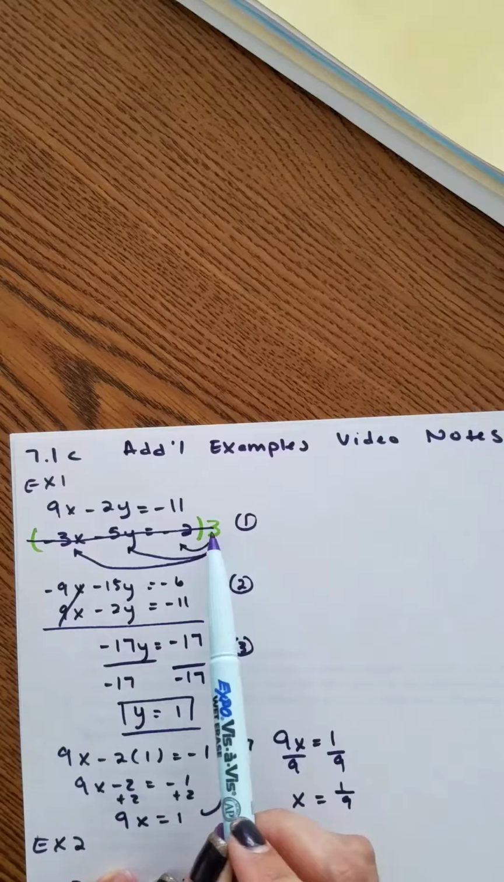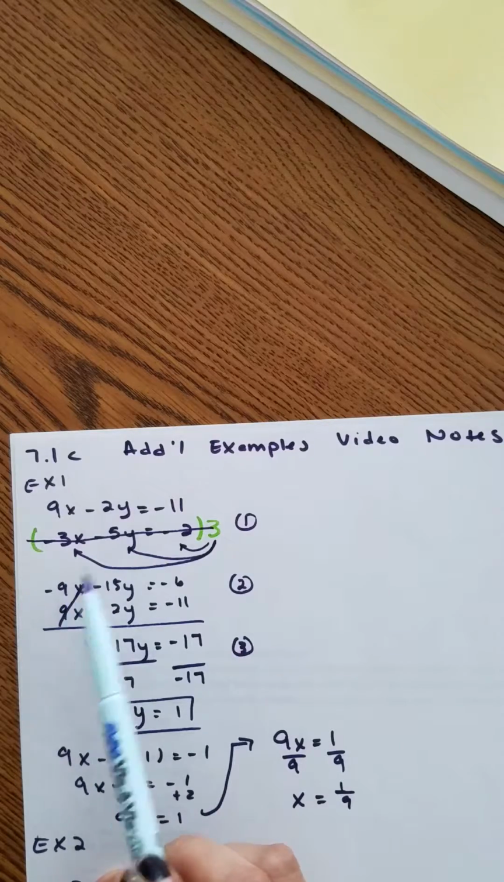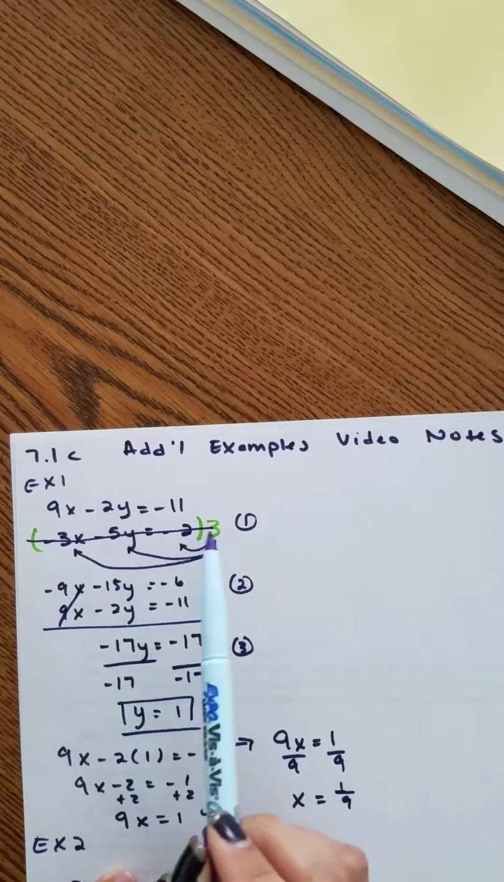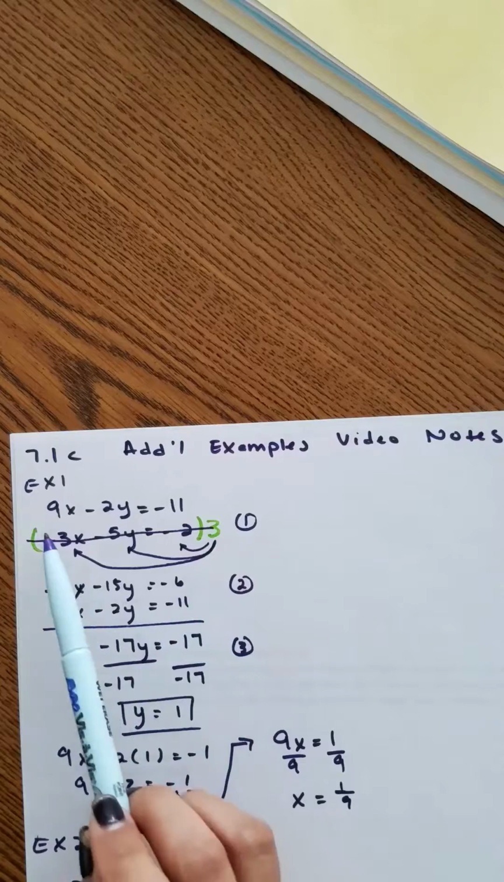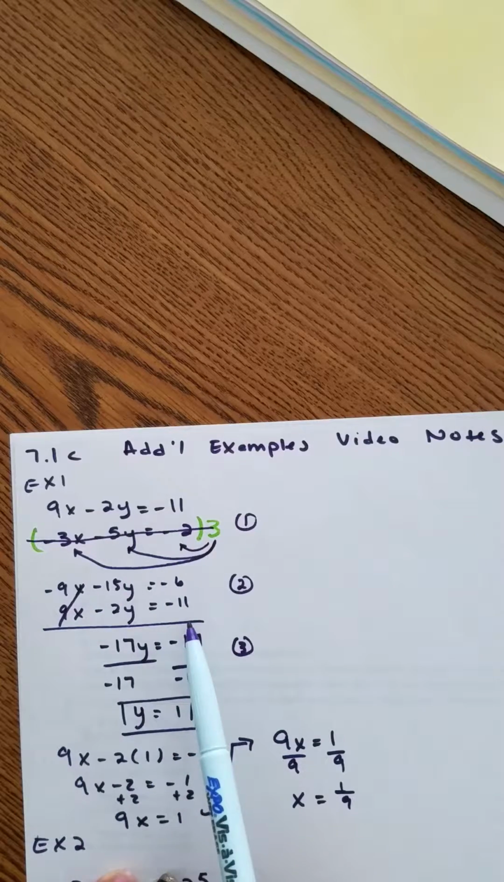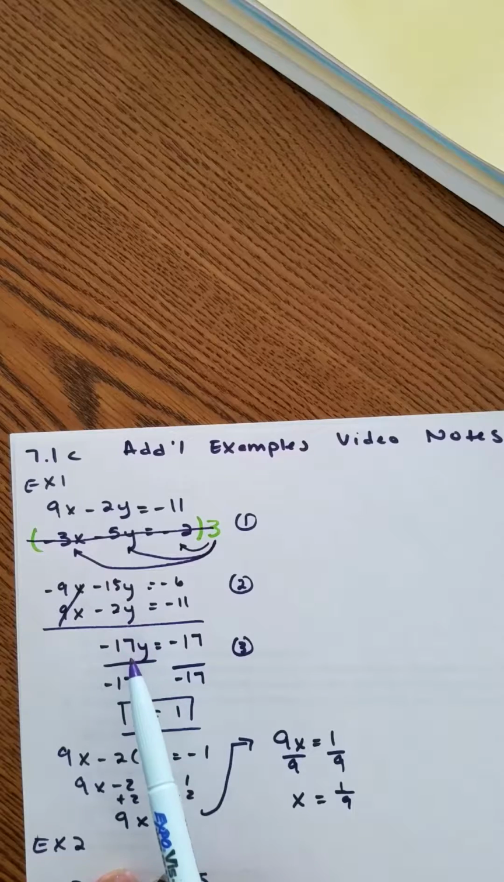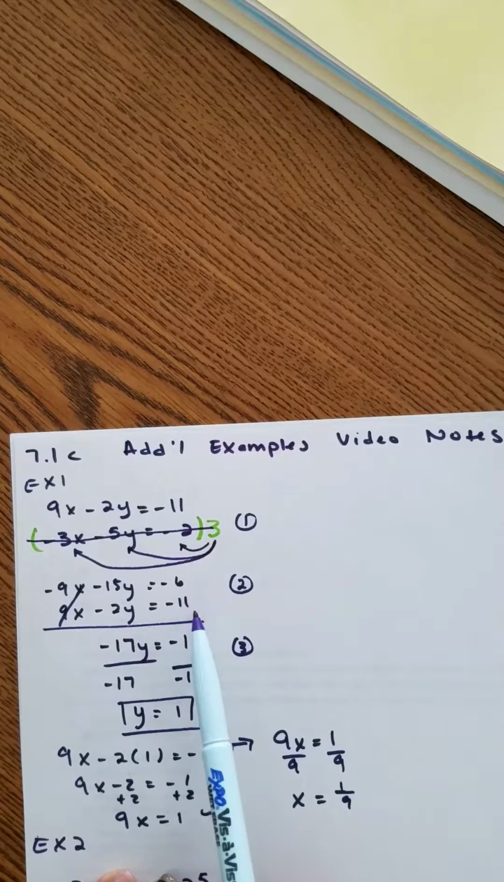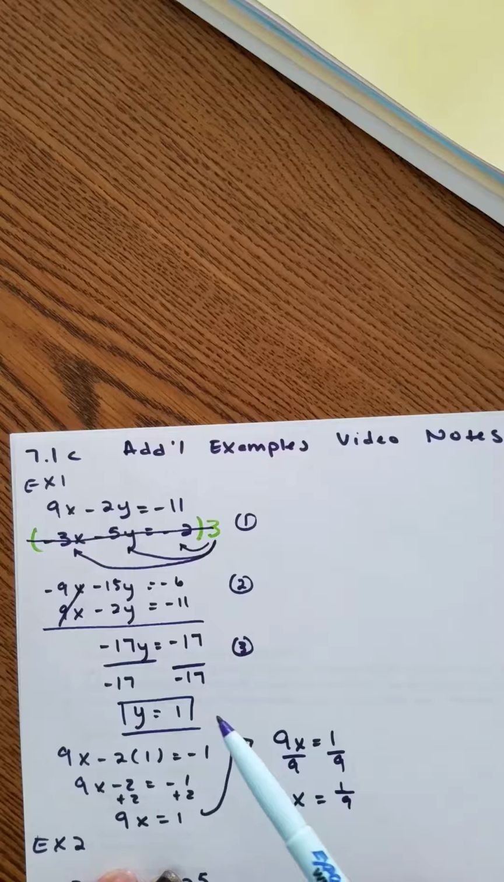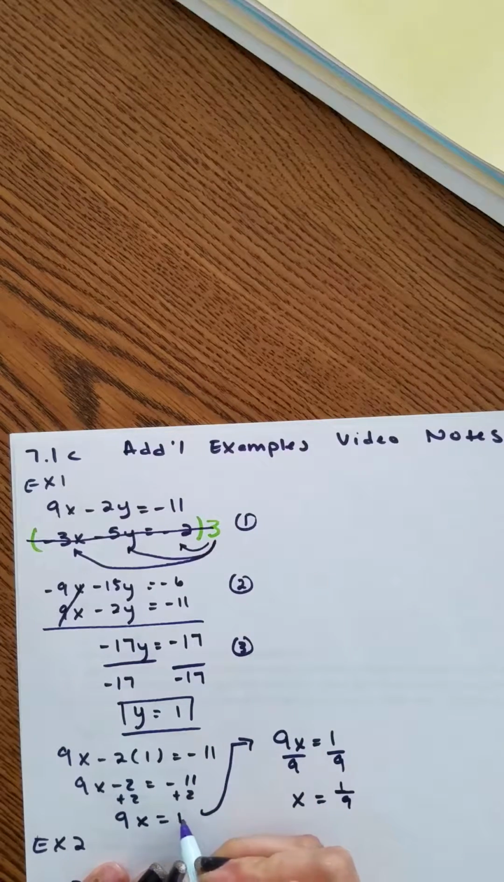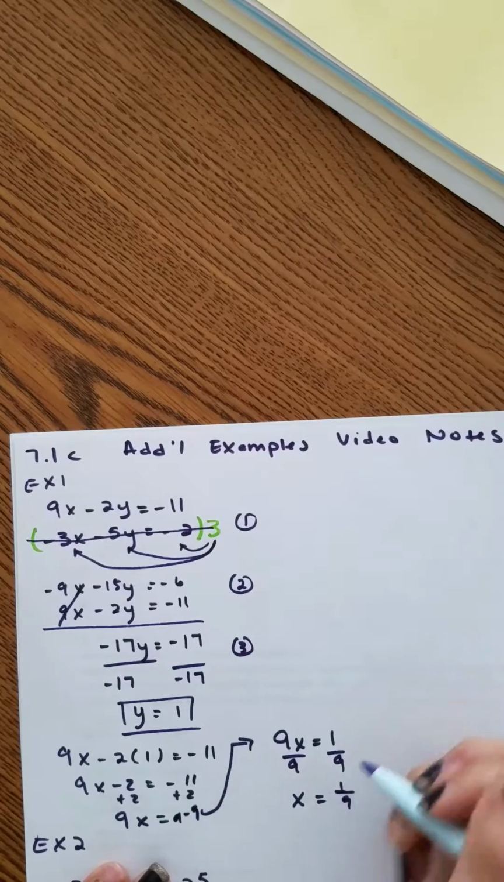I multiplied this by 3. So 3 times 3 is 9. 3 times 5 is 15. 3 times 2 is 6. 9 to 11, that cancels. 15 minus 2, 17. 6 minus 11. Okay, oh, this is 11. Okay, so negative 11 plus 2 is negative 9.